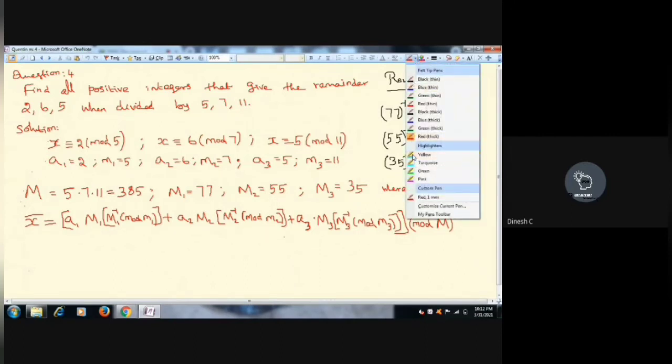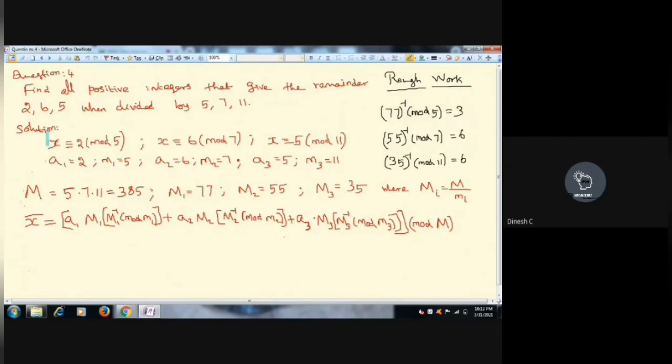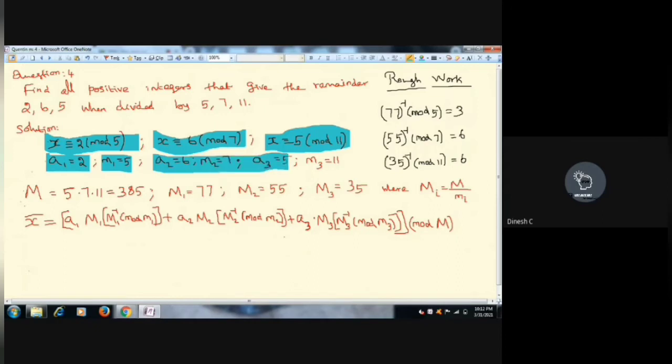So you have to form the equations. The remainder is 2 over mod 5. So x congruent to 2 mod 5, x congruent to 6 mod 7, and x congruent to 5 mod 11. Now using the Chinese remainder theorem, we will write A1 equal to 2, M1 equal to 5, A2 equal to 6, M2 equal to 7, A3 equal to 5, M3 equal to 11. And capital M equal to 385, capital M1 equal to 77, capital M2 equal to 55, capital M3 equal to 35.